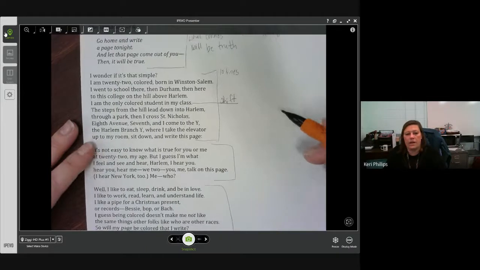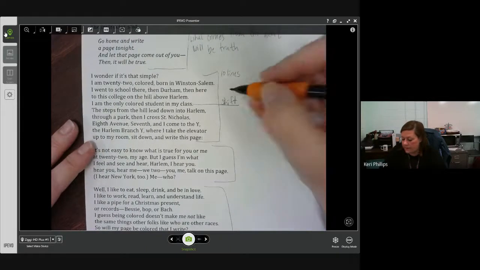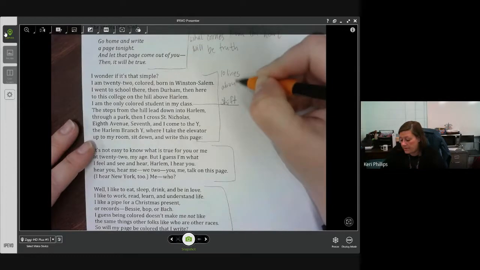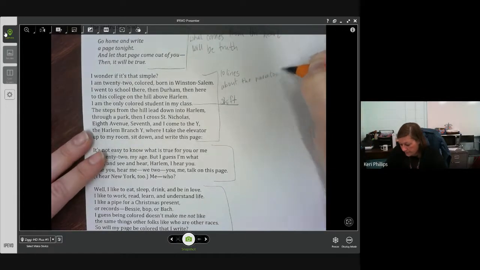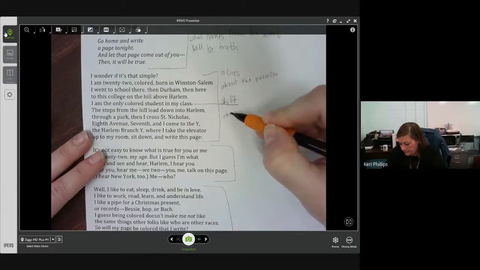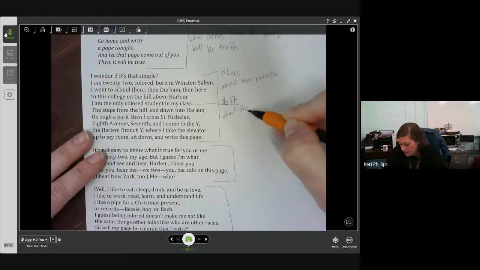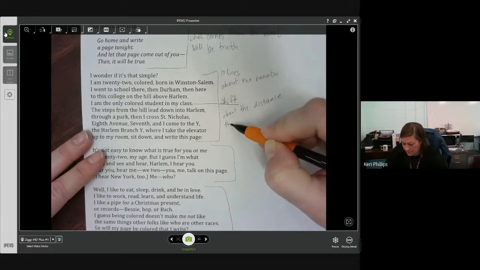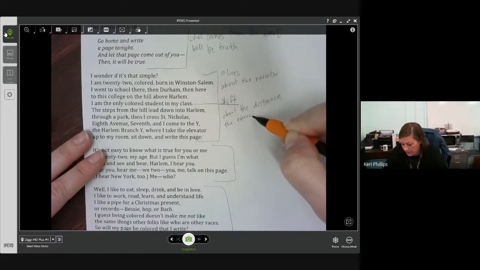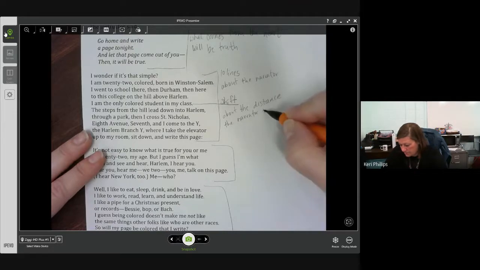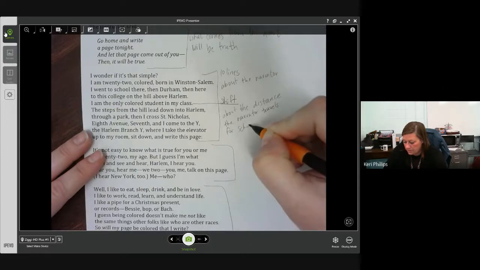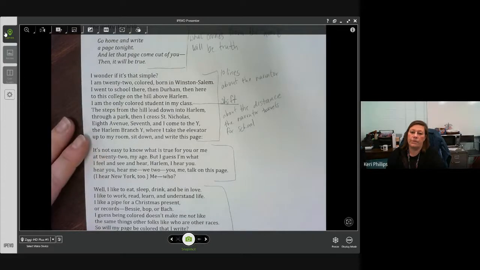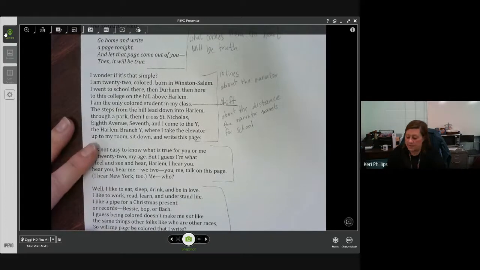So this is about the narrator, and this is about the distance the narrator travels for school. So he tells a little bit about himself.